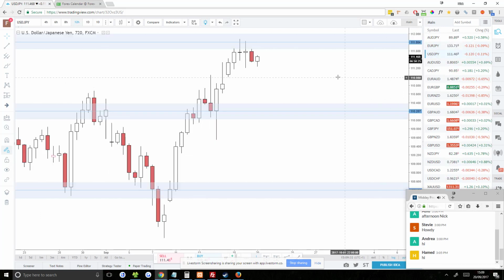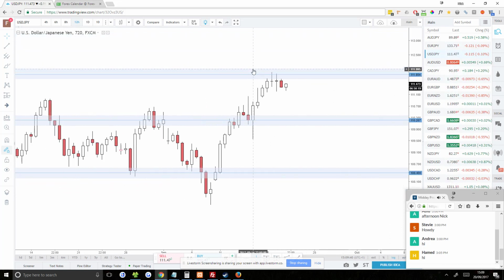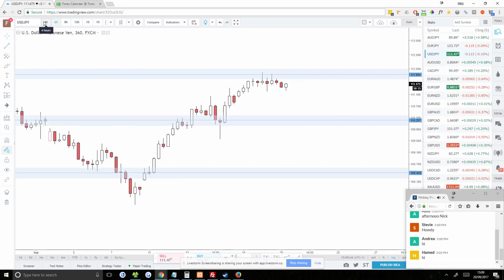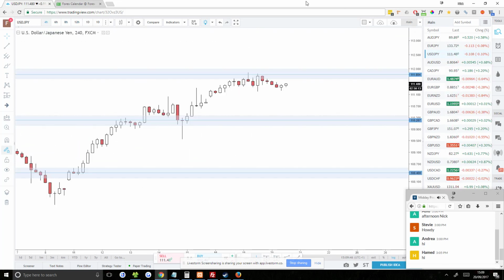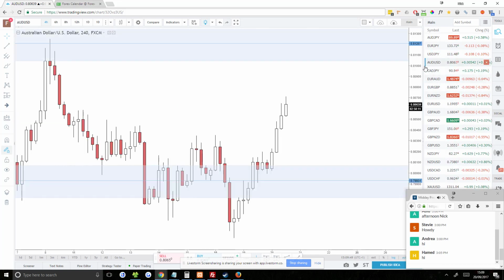USD/JPY, what's going on with this? USD/JPY, there's already a short setup here, but you know the numbers just don't really work for me. I don't think it's a safe trade. I'm not getting into this one. Yeah, I don't know what else to say about it, guys. I just don't like it.